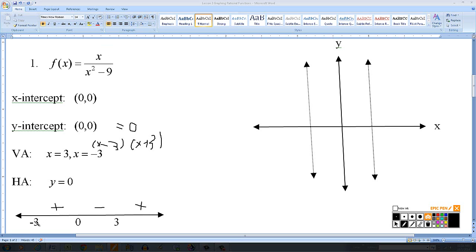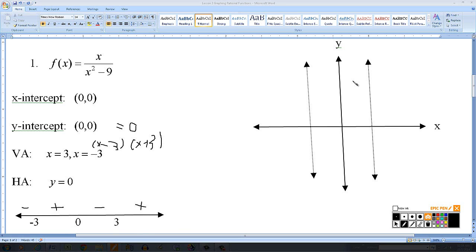To the left of negative 3, I'm going to pick negative 4. So put a negative 4 there, negative 4 there squared. So this will be 16 minus 9. That's positive. So I'm going to get a negative over a positive. This will be negative. So to the left of negative 3, the graph is below the x-axis because I have a negative. Between negative 3 and 0, it's above because it's a positive. Between 0 and 3, it's below because it's negative. And to the right of 3, it's above because it's positive.